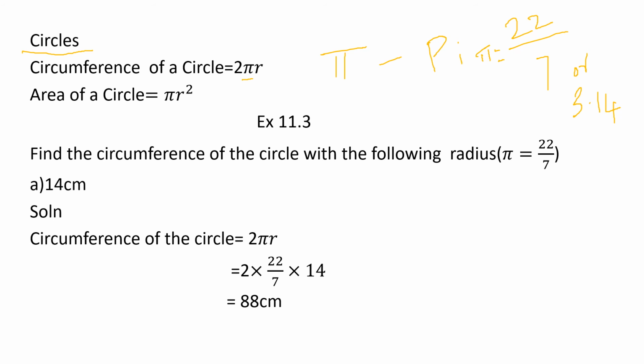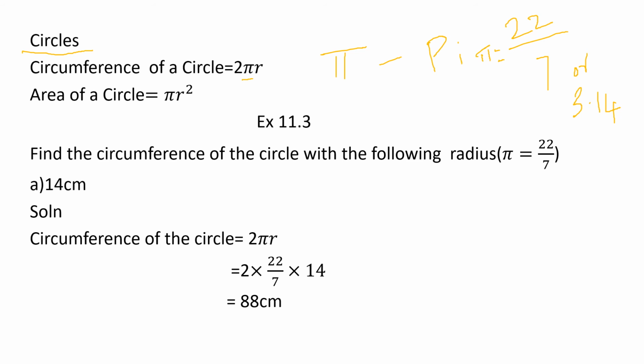Okay, so what is the formula for circumference of a circle? 2 pi r. What is the formula for area of a circle? Pi r square. So just you can say with me. Circumference of a circle, 2 pi r. Area of a circle, pi r square.